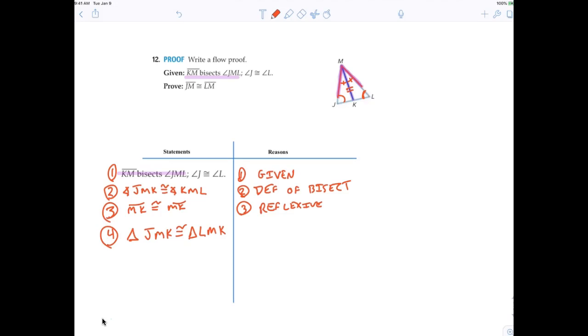Does it matter if you put reflexive property or equality? No, I just put reflexive because I'm lazy. All right, you're right. Number 4.